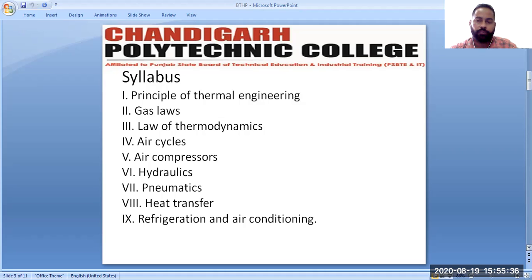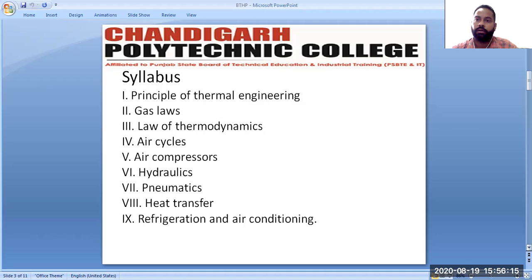They also learn the concept of entropy and various processes: constant volume process, constant pressure process, isothermal process, adiabatic process, polytropic process, throttling and free expansion process. In the fourth chapter, the student will learn various air cycles like Carnot cycle, Otto cycle, diesel cycle, and dual combustion cycle.